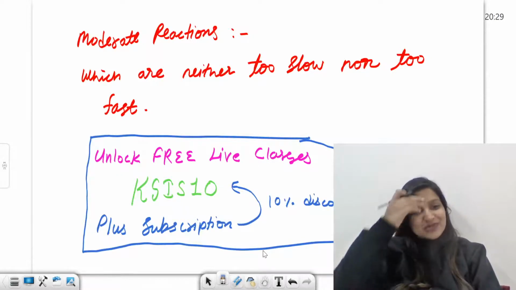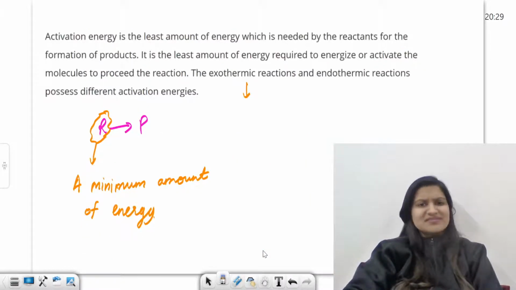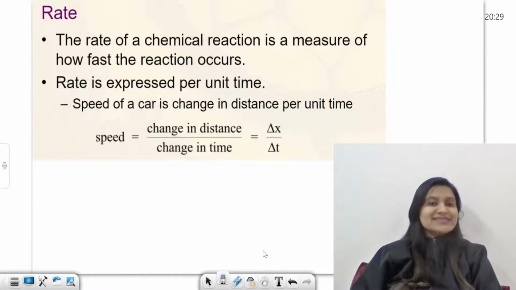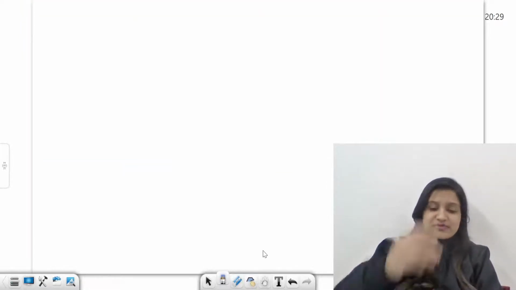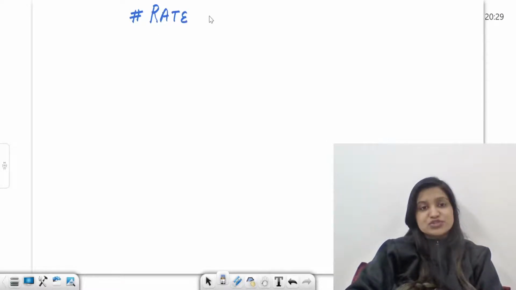All right, guys. Let's get back to this. We have done activation energy, exothermic and endothermic reactions. Now let's look at the rate of reaction. When we want to define the rate of reaction, what do we want to do? We want to define the rate of reaction.